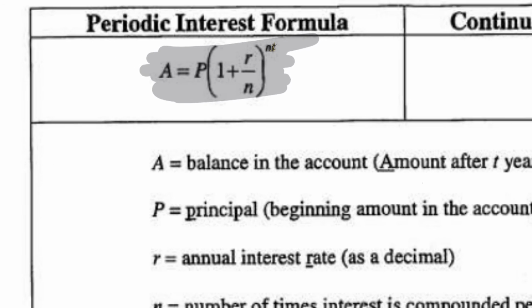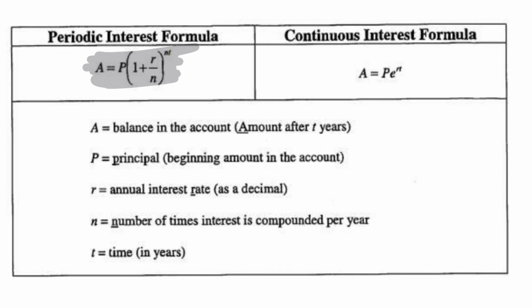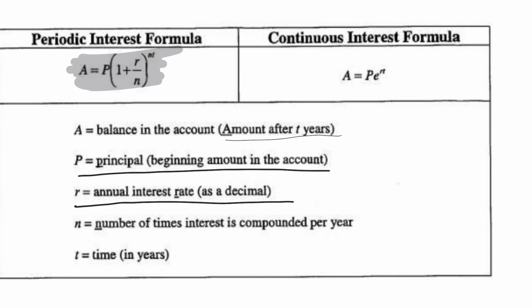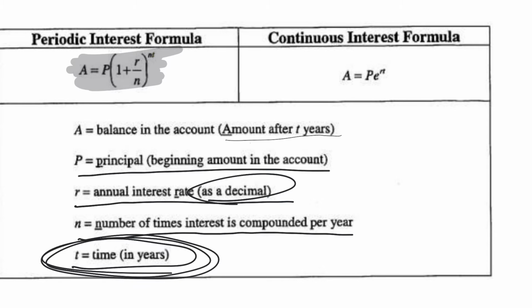And remember, just like yesterday, we've got to make sure that our rate is written in a decimal form. We're going to have a percentage rate, but that percentage rate cannot be written as a percentage. We have to move our decimal place over twice. So you see, A stands for the balance in the account after the amount of years that we are seeing. And then P is our principal amount. That is our beginning amount in the account. R is our annual interest rate as a decimal. And N is the number of times the interest is compounded per year. And then T is time, the amount of time in years, that is.